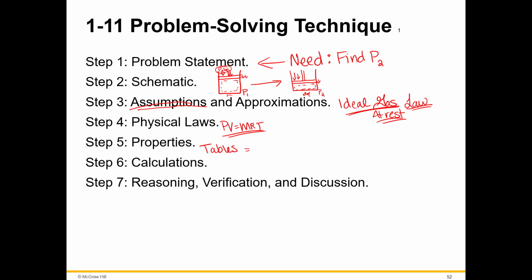And remember, you need two independent properties to get a third. So maybe you don't have P because you're trying to find P, but maybe you've got temperature and volume. So you can go to the tables, because you can use both of these to find it. And then you start calculating. You don't start calculating until the very end, because if you don't have 1 through 5, you absolutely will not get an answer for 6.